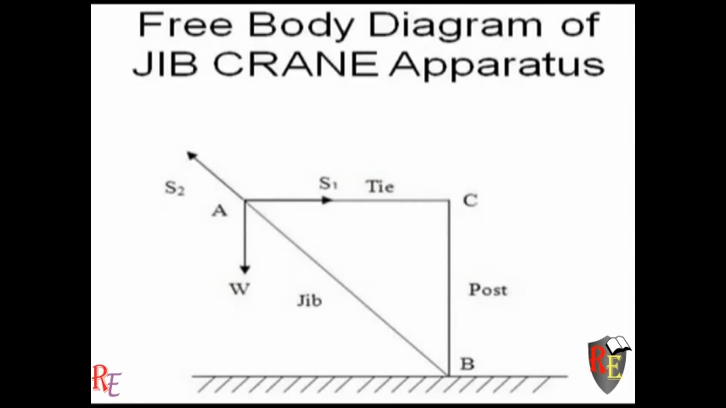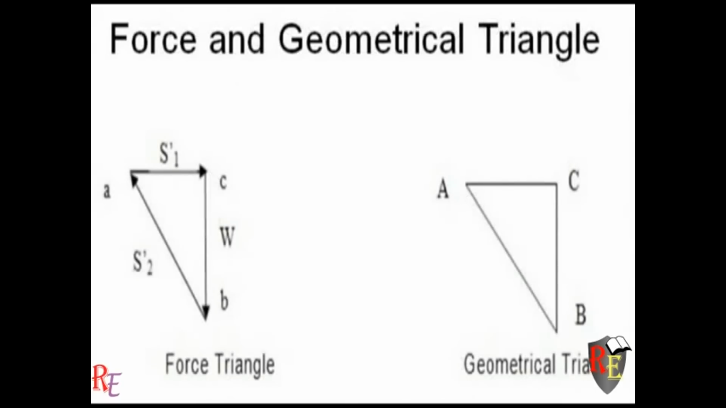Let us assume S1 dash and S2 dash are correct magnitudes. Then a force triangle ABC can be drawn using forces S1 dash, S2 dash and W. And by considering force in the chain is in the direction of S1, jib force is in the direction of S2, weight W and the post is vertical. Thus the geometrical triangle ABC has all the 3 sides parallel to the force triangle ABC. Therefore, they are similar by angle property.